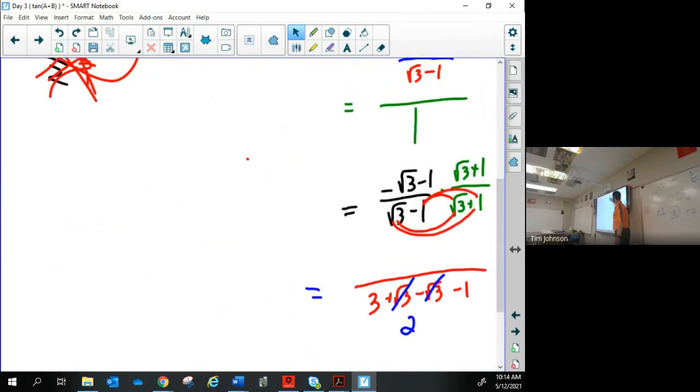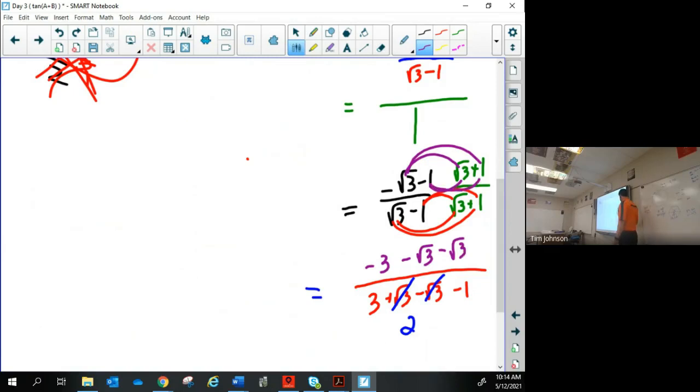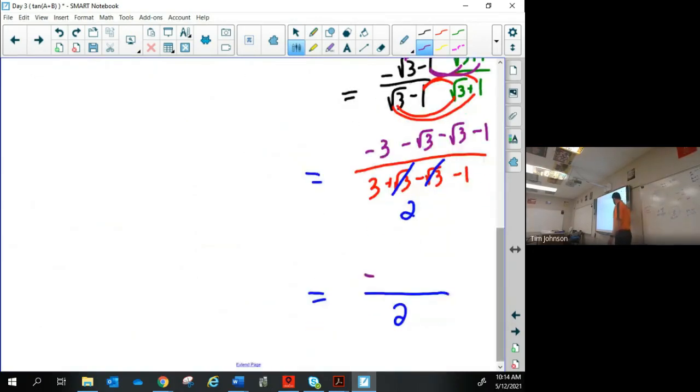Well, let's come up here with the numerator then. Negative square root of 3 times square root of 3 is negative square root of 9, which is negative 3. Negative square root of 3 times 1 is negative square root of 3. Negative 1 times the square root of 3 is another negative square root of 3. And negative 1 times positive 1 is negative 1. So unfortunately, the numerator does not simplify as nicely. We get negative 4 minus 2 square root of 3.